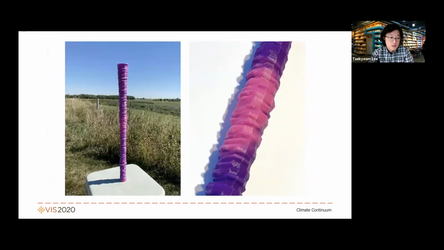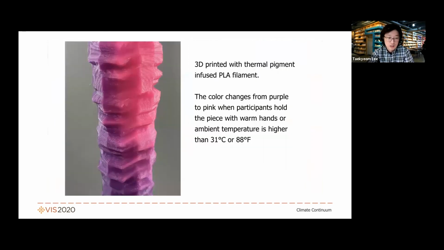The piece was created with a degree of interactivity in performance, not only to enchant the viewer, but also remind them of their role in the creation of the data from where the piece is derived. Actually, the material is normal PLA, but the thermal pigment was infused. The color changes from purple to pink when participants hold the piece with the warm hand or ambient temperature is higher than 31 Celsius or 88 Fahrenheit.